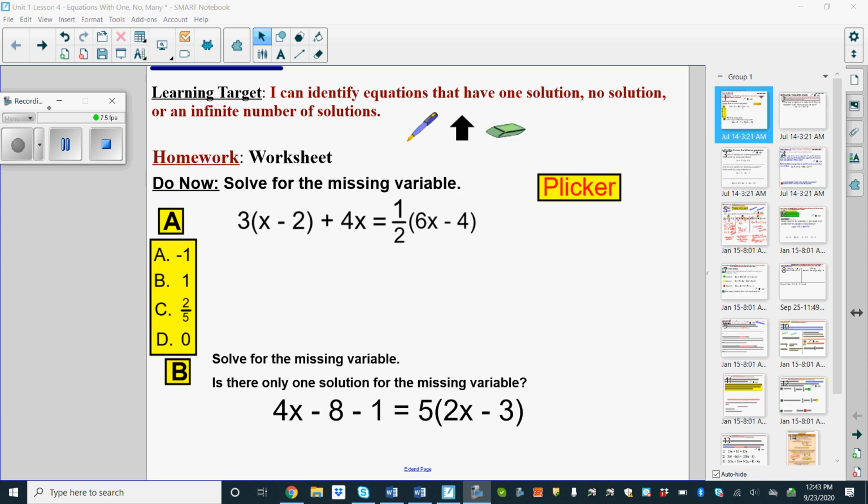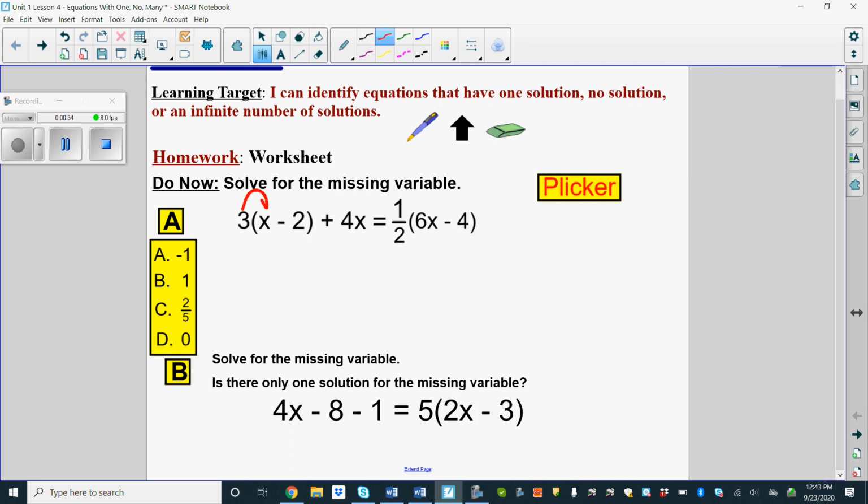So we have 3 times (x minus 2) plus 4x equals 1/2 times (6x minus 4). Based on order of operations, we need to get rid of our parentheses first. So we're going to distribute. The 3 times x is 3x, and 3 times a negative 2 is a negative 6. Bring down the plus 4x equals, now we want to get rid of this 1/2 as well. So we're going to distribute it.